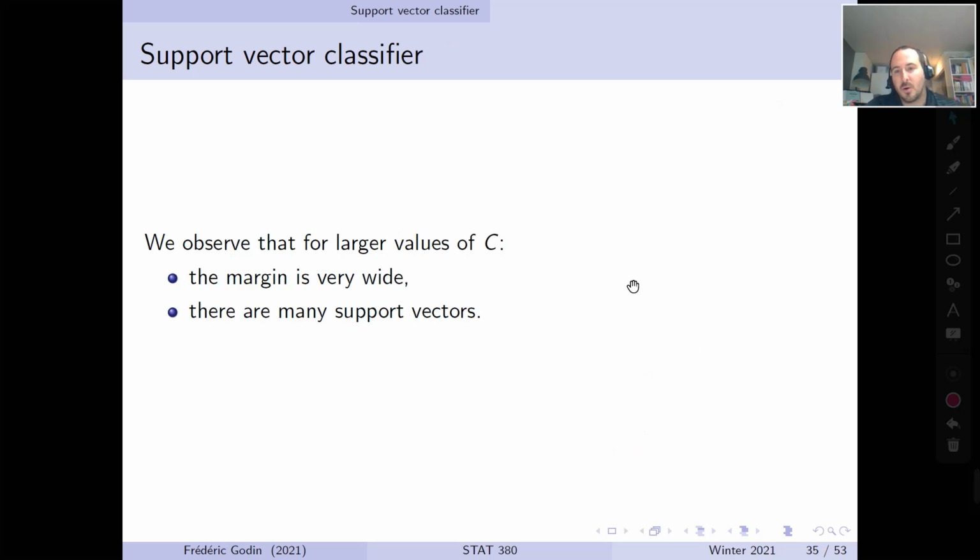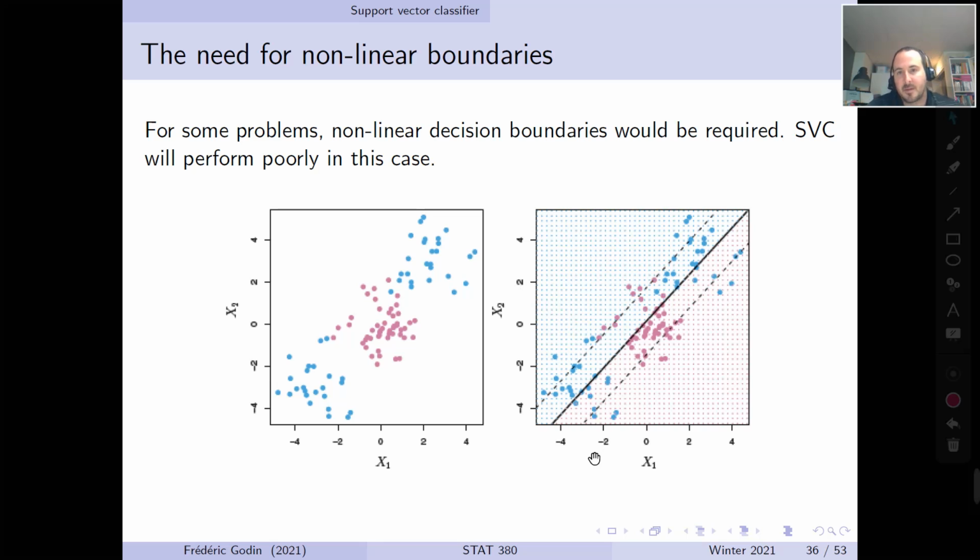Okay, so as we said, when C is large, the margin is very wide. There are a lot of support vectors. When C is small, the margin is very small, with very few support vectors.